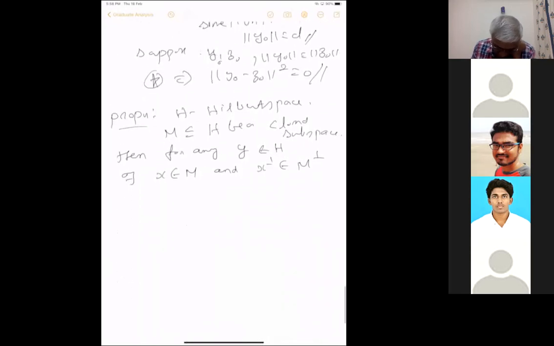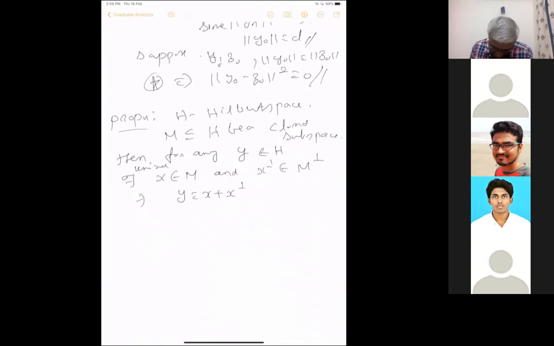Such that, I mean, just a direct sum. That's what I want to say. y equals x plus x perp. For any y, there exists a unique x and a unique x perp. This just says that H is the direct sum of M and M perp. I mean, you can see that M intersection M perp is 0. Okay, notice.